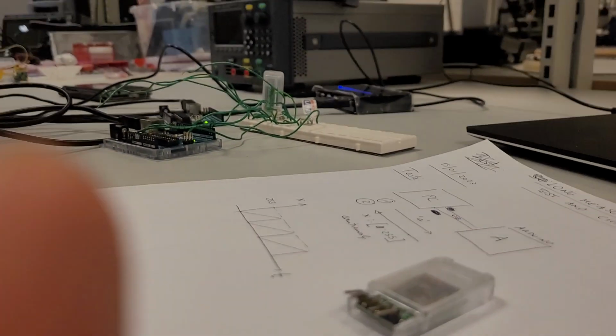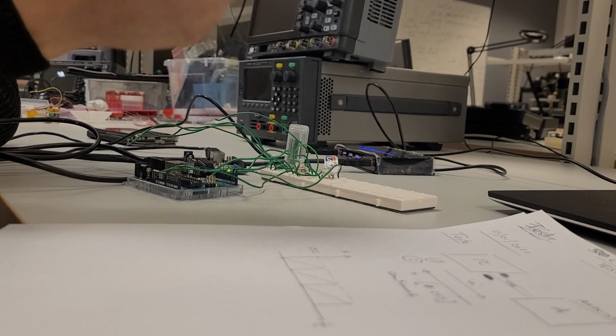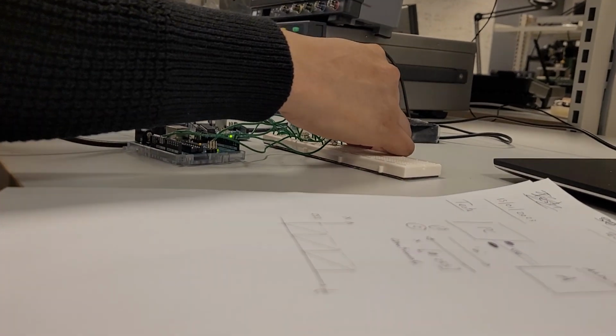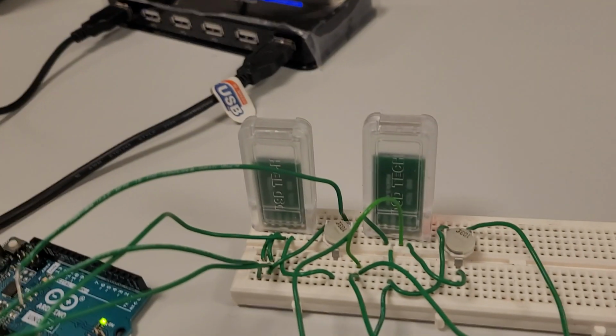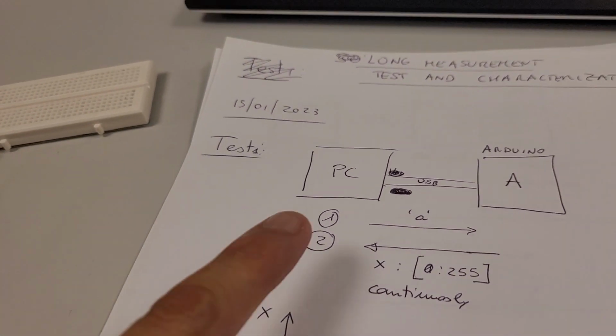Already in package. Okay. So we have two, because one is the sender, one is receiver, and then I will also show you how to connect here. But this is the first test we are going to do.